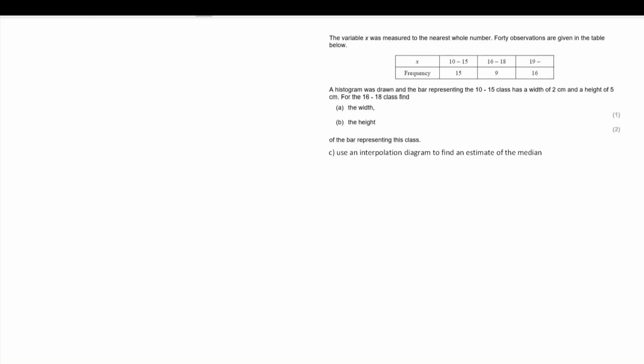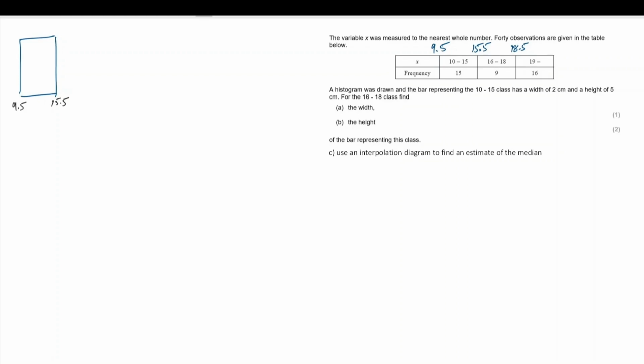The other clue is that we're told that this was measured to the nearest whole number. If it's been measured to the nearest whole number, we're going to need to apply bounds to know what the original values might have been before we rounded to 10, before we rounded to 15, before we rounded to 16. So, to make sure that we get all of our marks in this question, we need to make use of bounds. So I'm going to get a visual representation of the bar that represents 10 to 15.